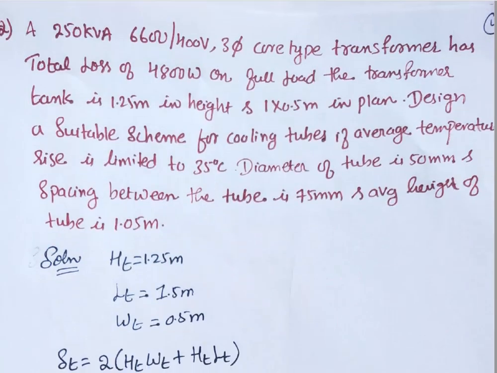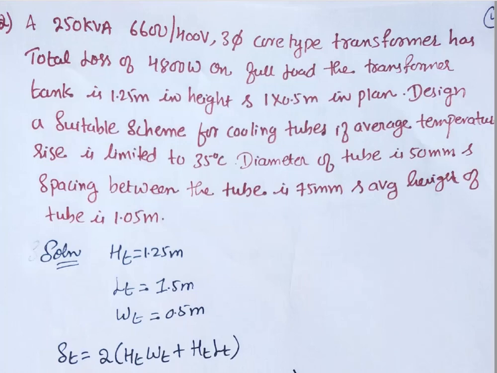Then coming to the second problem: a 250 kVA, 6600 volt by 400 volt, 3-phase core type transformer has a total loss of 4800 watts on full load. The transformer tank is 1.25 in height and 1.1 into 0.5 in plane. Design a suitable scheme for cooling tube if average temperature rise is limited to 35 degrees Celsius.